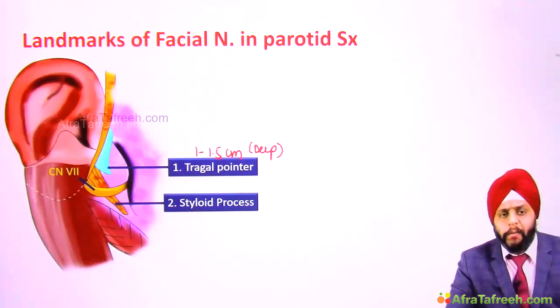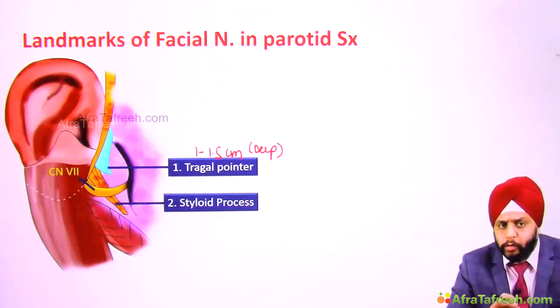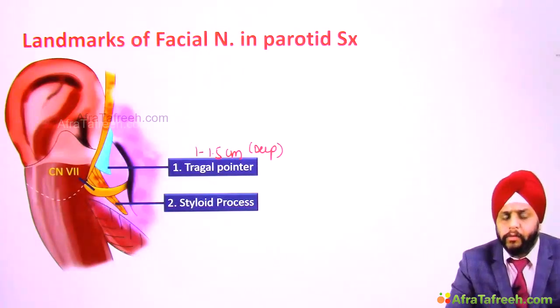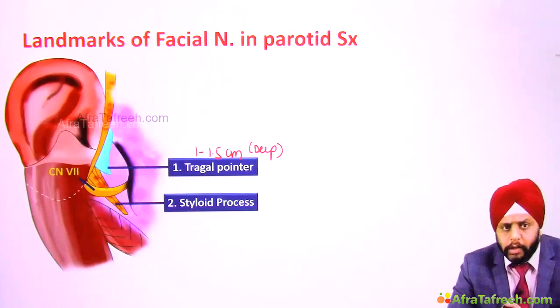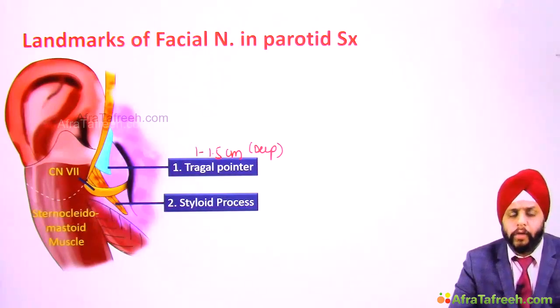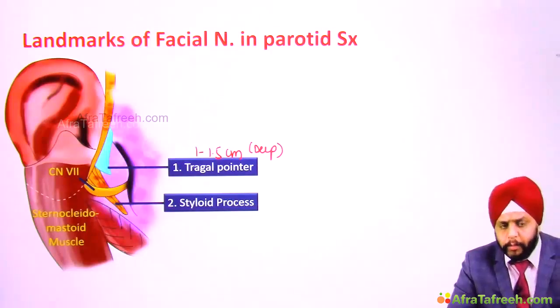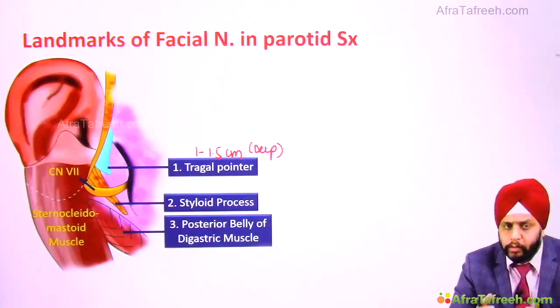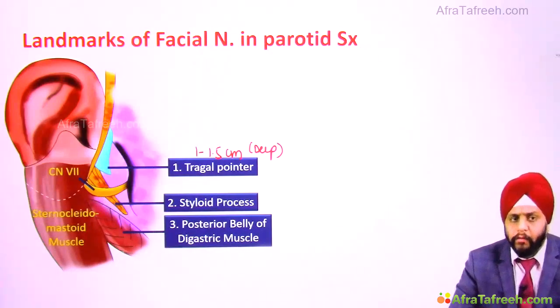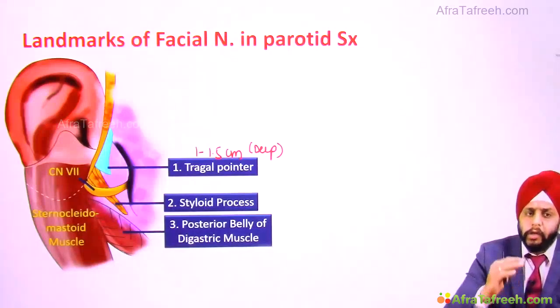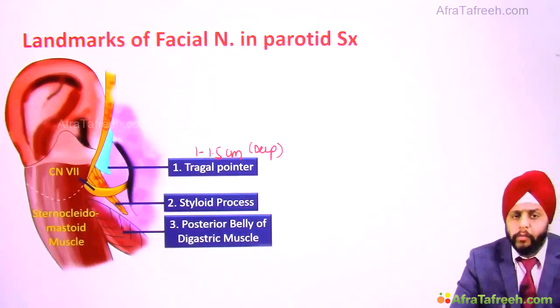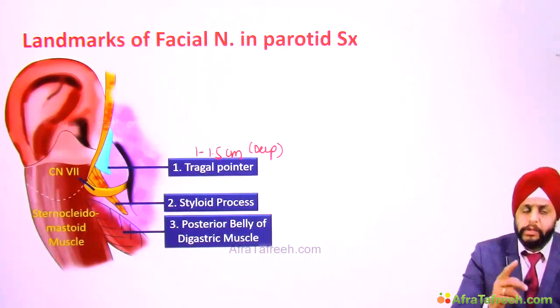Okay, another landmark that we use over here, you see there are two muscles which are coming from the mastoid process. Which two muscles? On the lateral aspect, we have the sternocleidomastoid muscle, SCM muscle. From the medial aspect, we have the posterior belly of digastric. So that serves as our landmark. Facial nerve is superior, anterior superior to the posterior belly of digastric muscle. Right? So these are three landmarks.